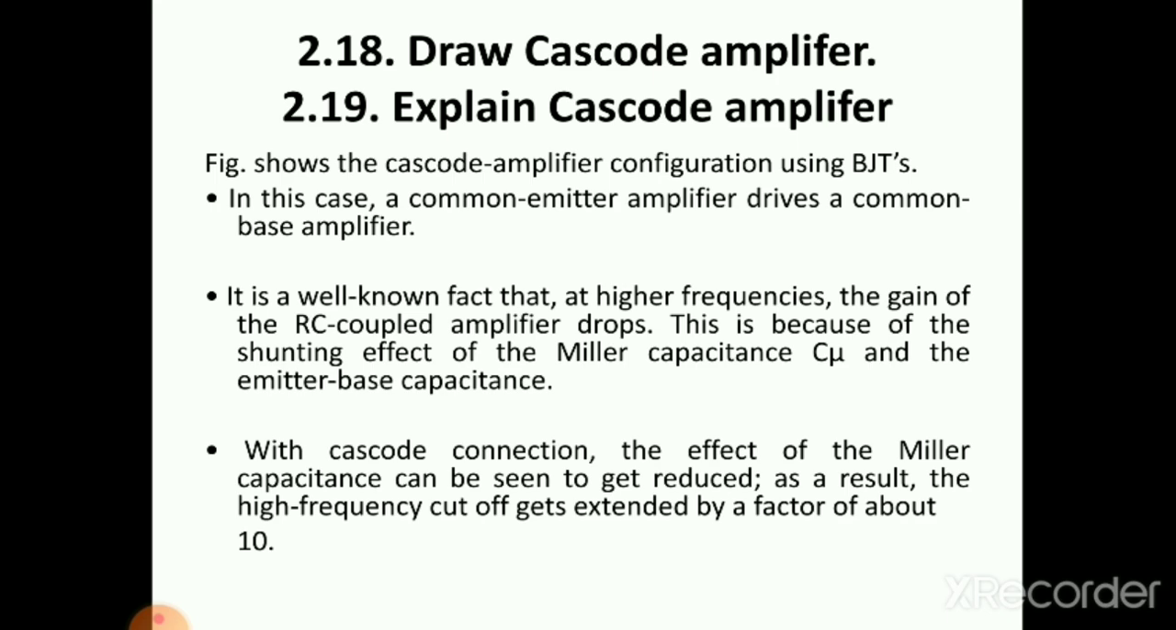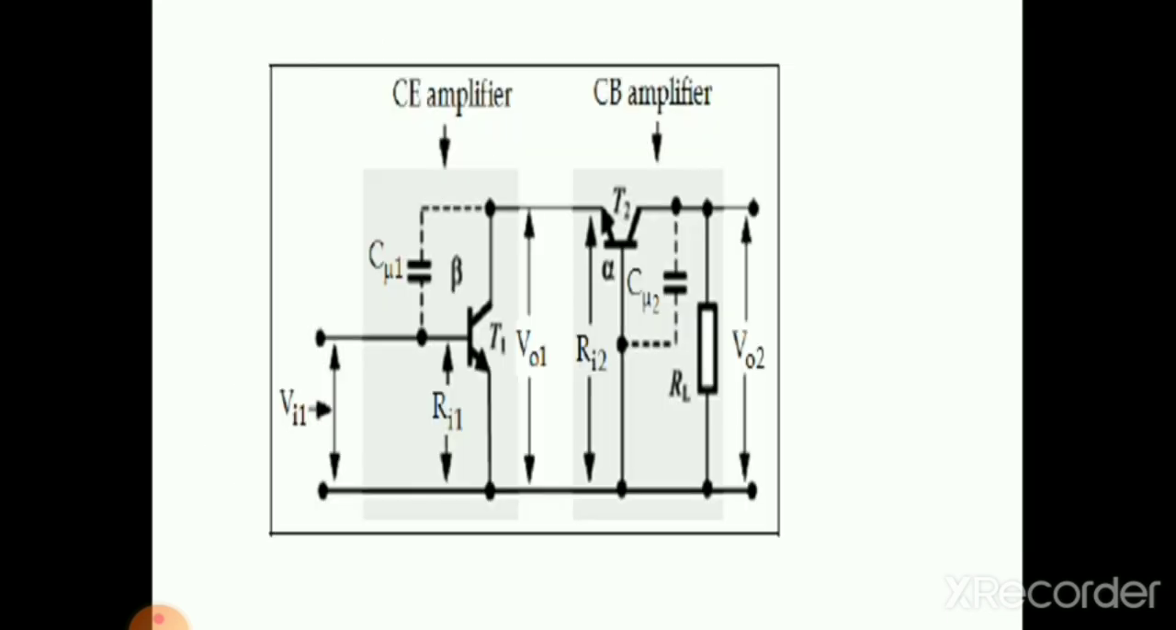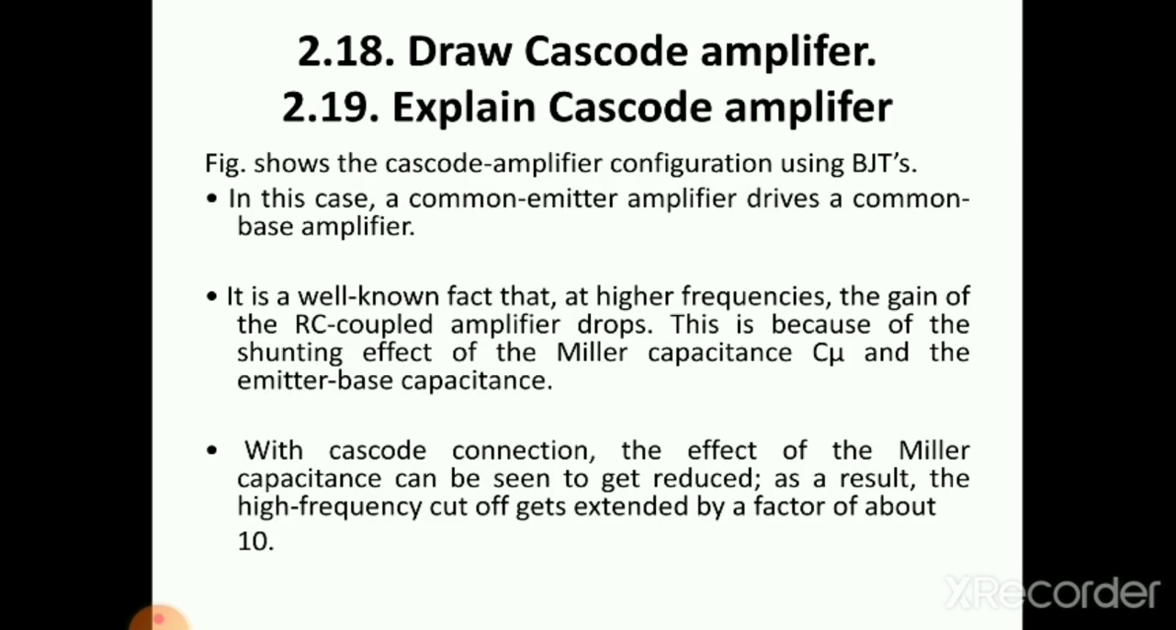So the next topic is the cascode amplifier. Cascode amplifier configuration using BJTs. See the figure. In the figure we see the first stage is a CE amplifier, connected to a CB amplifier. This type of connection is called a cascode amplifier. In this case, a common emitter amplifier drives a common base amplifier.